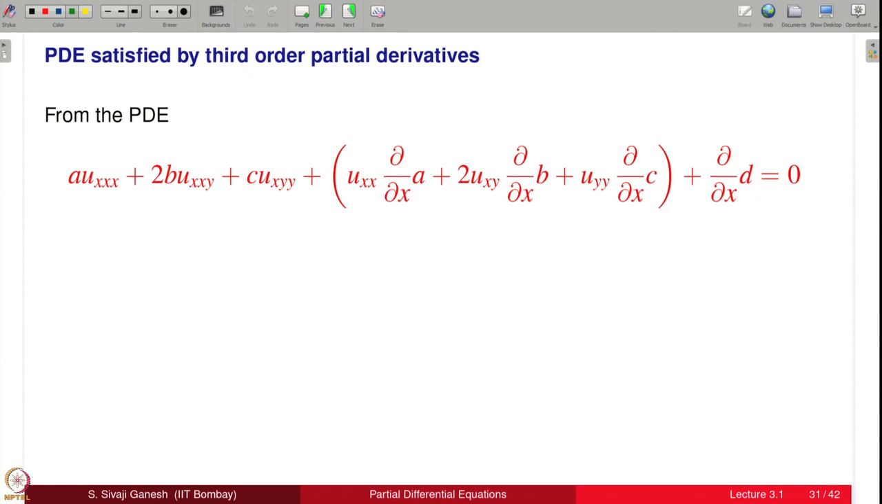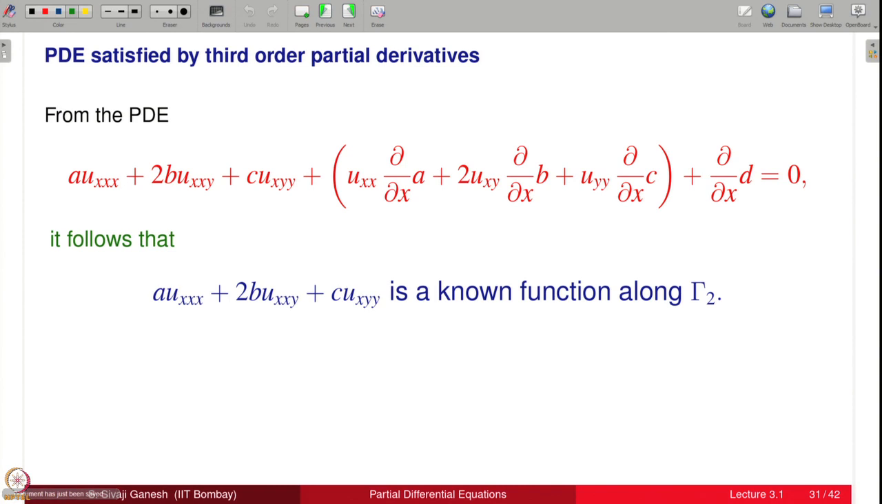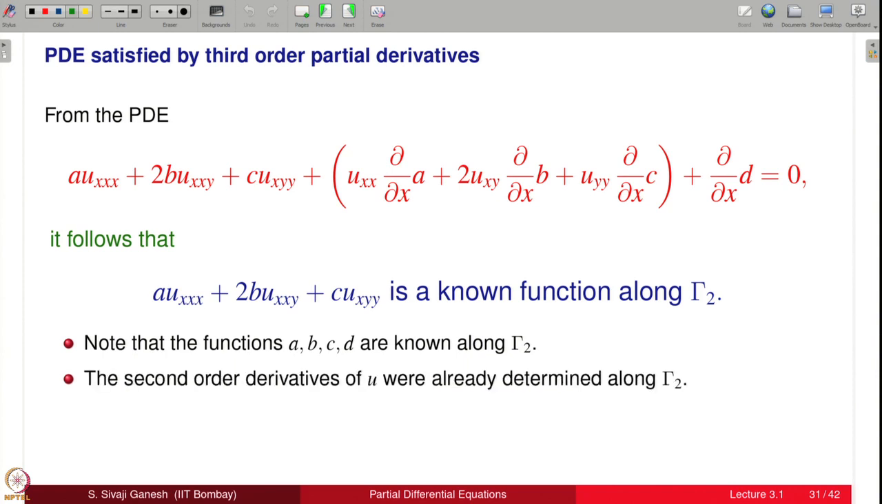So, from the PDE that we obtained after differentiating the given PDE with respect to x, it follows that A u triple x plus 2 B u double x y plus C u x double y, namely this, is a known function along gamma 2, or a known function of S, provided the rest of the things are known functions of S. Notice here A, B, C, D are known functions, and the second order partial derivatives u x x, u x y, u y y have already been determined along gamma 2. Therefore, they are known functions.